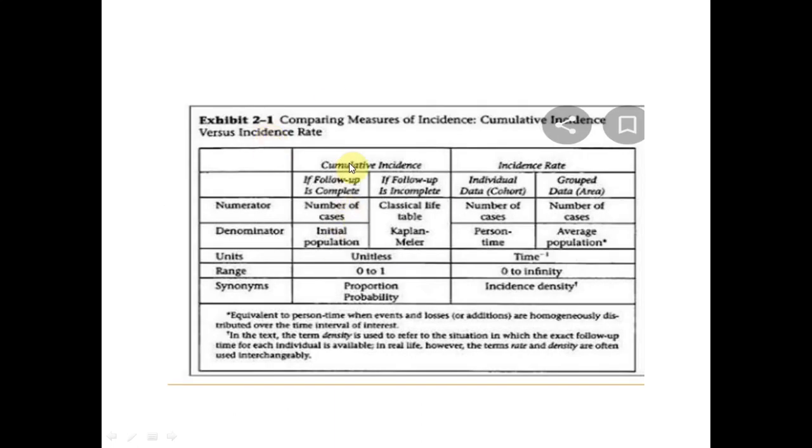So just an example, it's a basic thing, cumulative incidence and incidence rate. Numerator will definitely be cases, but the denominator will be different. In cumulative incidence, they take the initial population, but in incidence rate, they take the person time. I'll explain in detail. So incidence rate goes from 0 to infinity, whereas cumulative incidence goes from 0 to 1, because it is a percentage. The maximum value of a percentage is 100, so the maximum value will be 1 for cumulative incidence, but incidence rate will go to infinity. It is also known as incidence density or proportion probability.